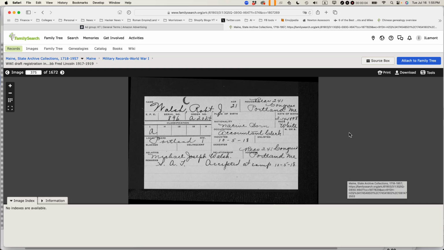Today I'm going to show you the most important free document on FamilySearch for male ancestors roughly born in the late 1800s and early 1900s.